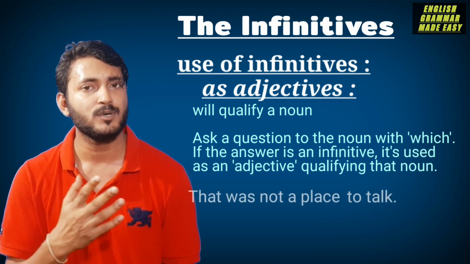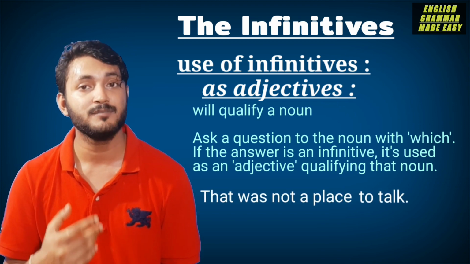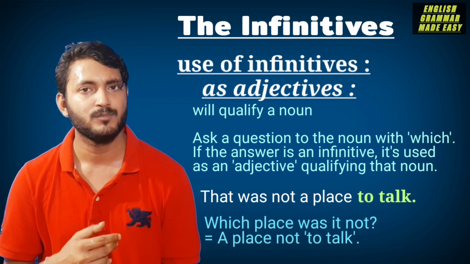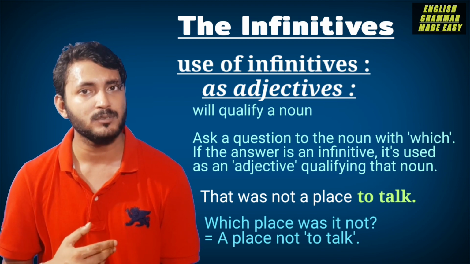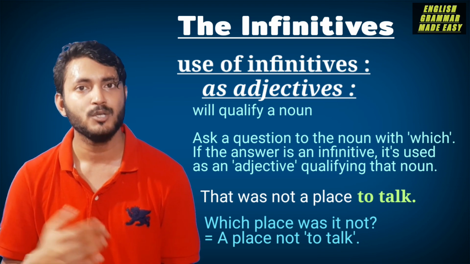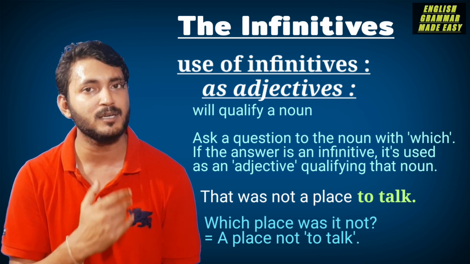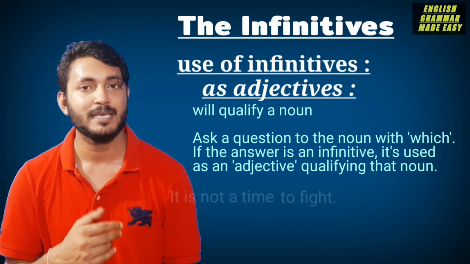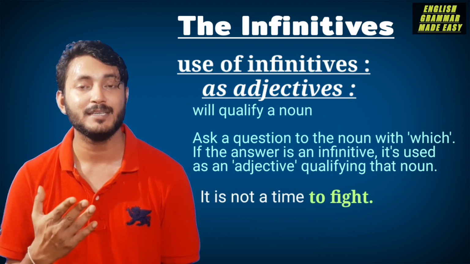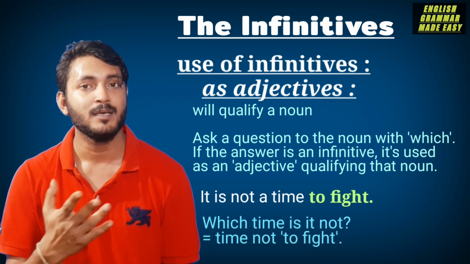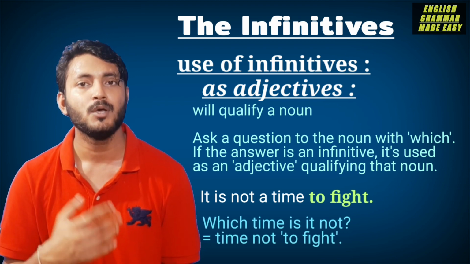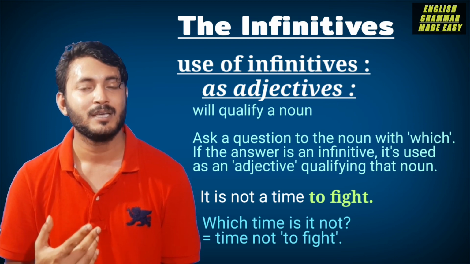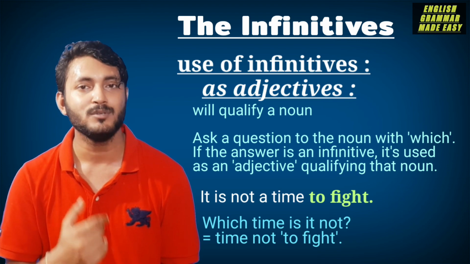If I say that was not a place to talk, our infinitive is to talk written after place. Ask a question to that noun. Which place was it not? To talk. To talk is our infinitive that is qualifying the noun place. So it is used as an adjective. Okay, if I say it is not a time to fight, to fight is our infinitive that is qualifying the noun time. Ask a question to the noun, which time is it not? To fight. So to fight is our infinitive that is qualifying the noun time.